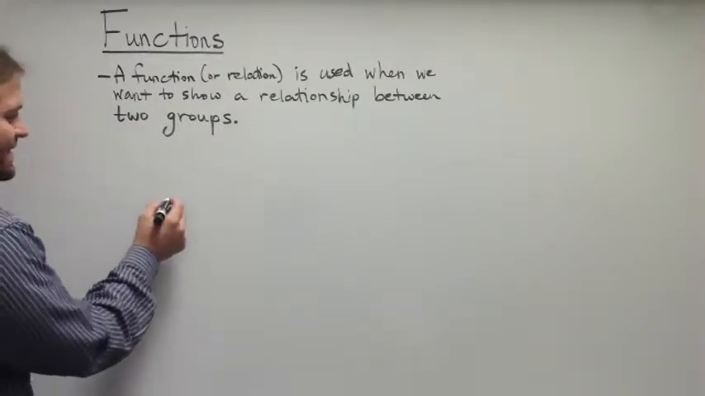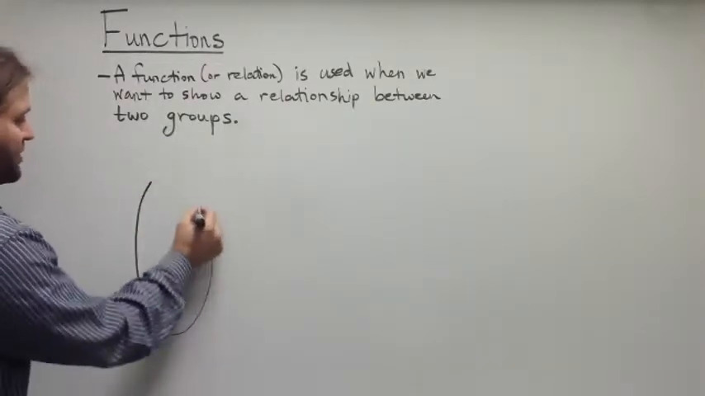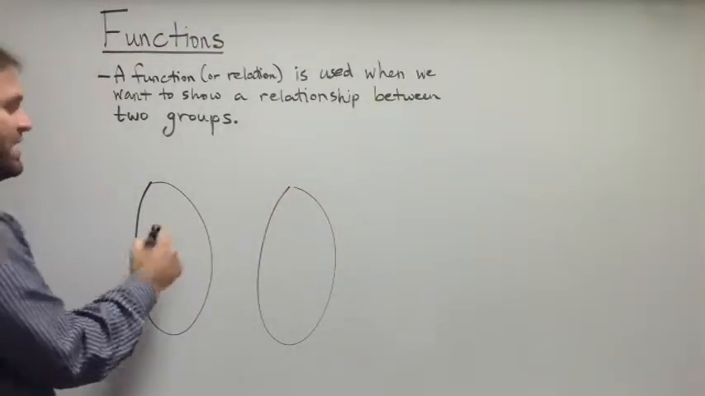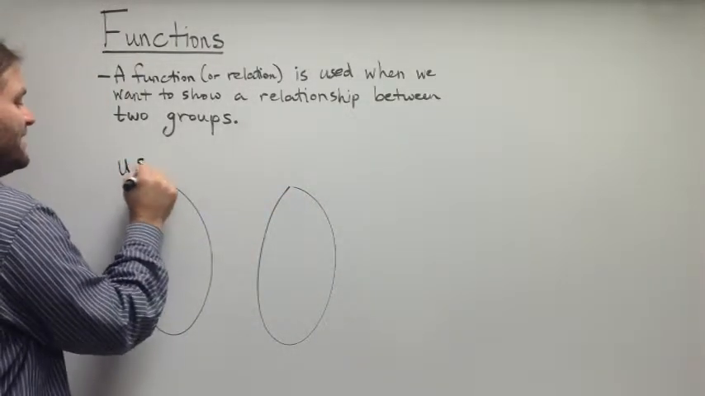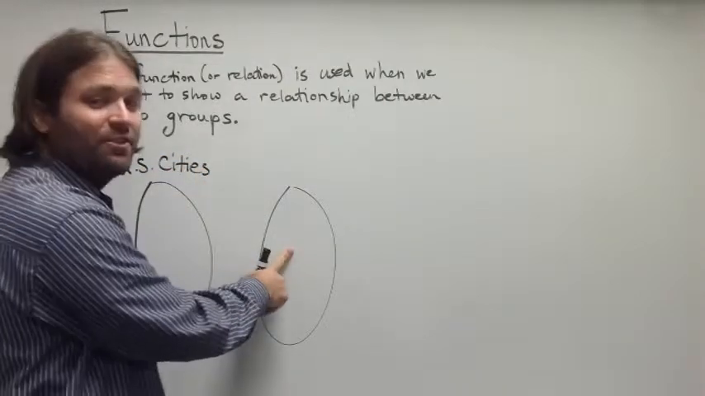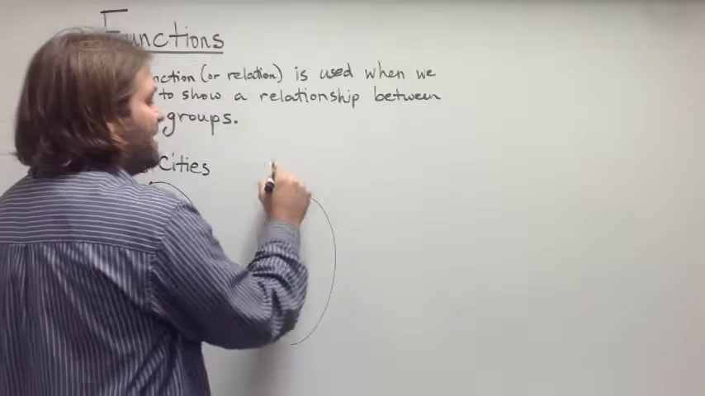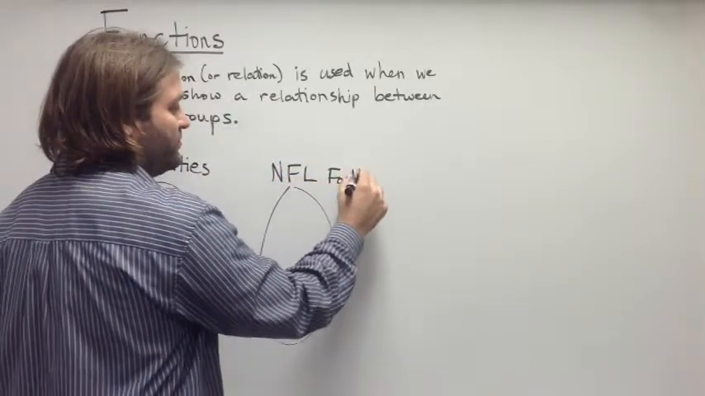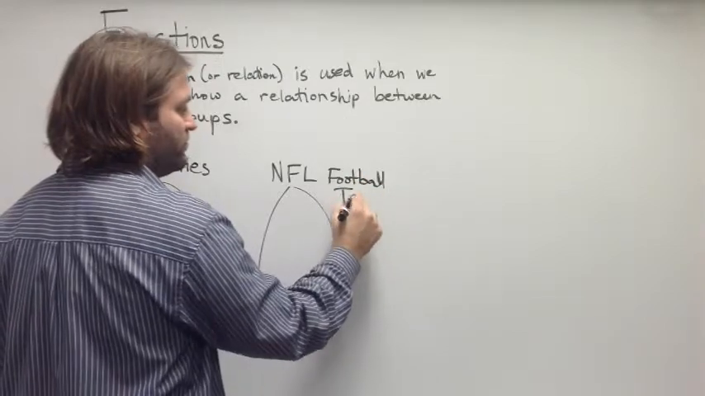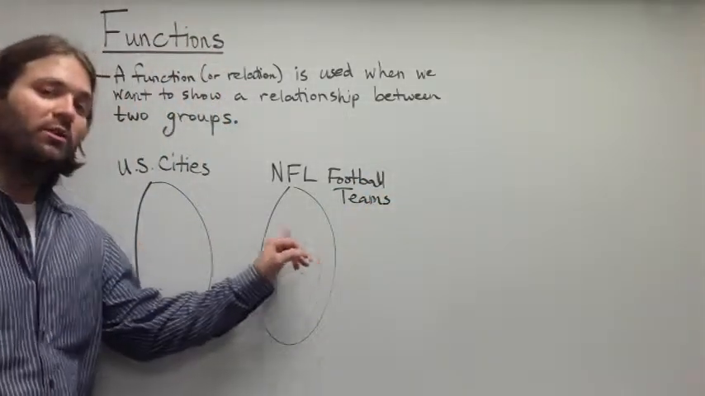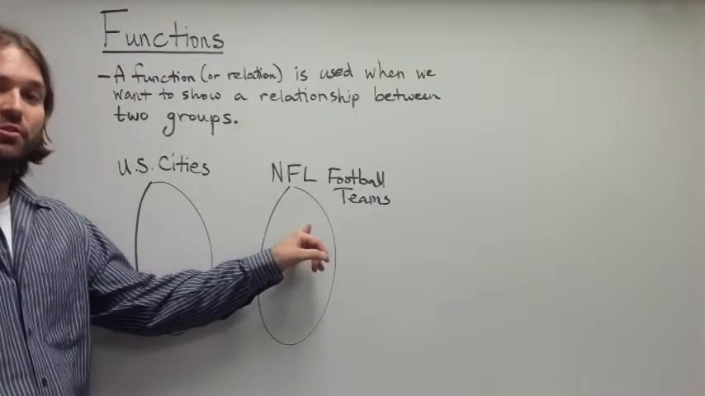In this example, the two groups that we're going to look at are this. The first group is going to be U.S. cities. And in the second group, we're going to have the NFL football teams that play in those cities. So we're looking for a relationship between these two groups.